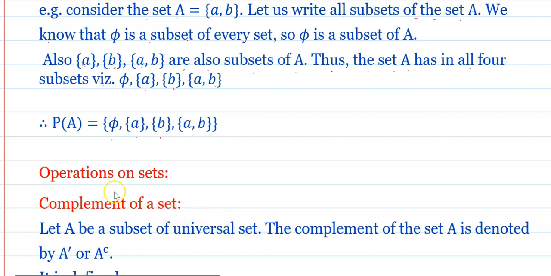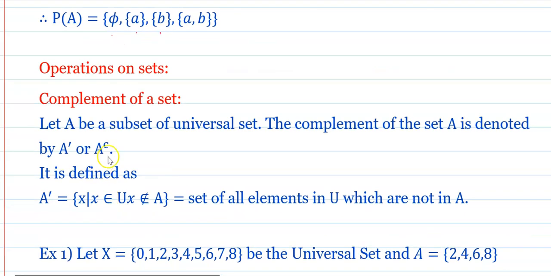Okay. Now the operations on sets. First is the complement of a set. Let A be a subset of the universal set. The complement of the set A is denoted by A dash or A raised to small c. It is defined as, what is complement? A complement is equal to {x such that x belongs to U, the particular universal set U, and x does not belong to A}. The set of all elements in U which are not in A is called the complement of A.